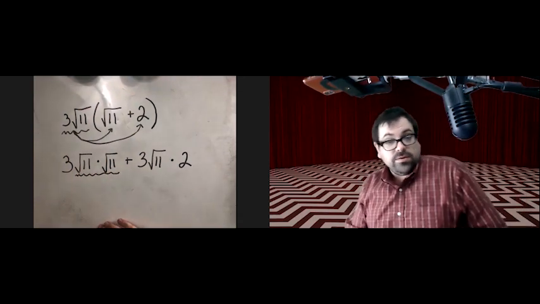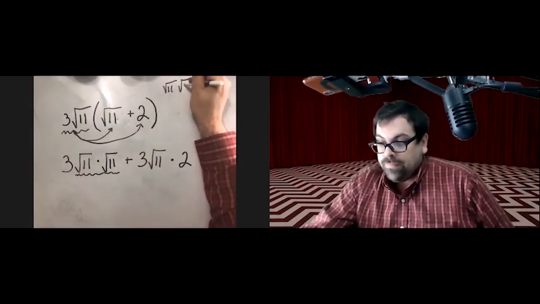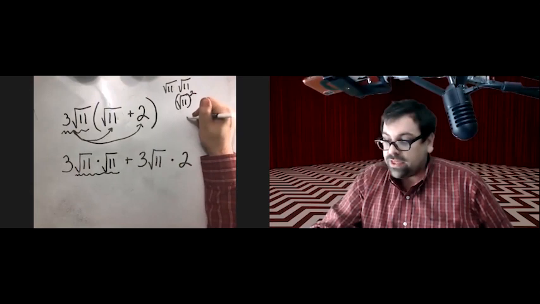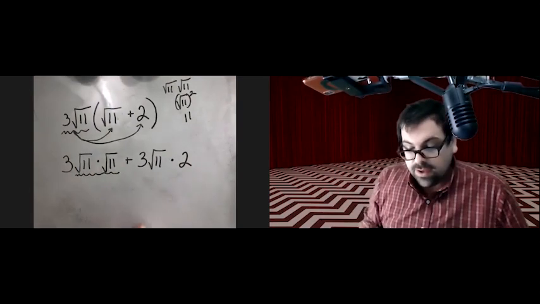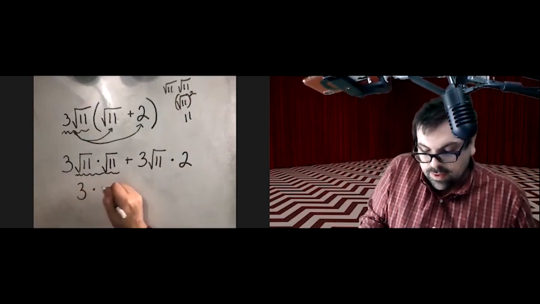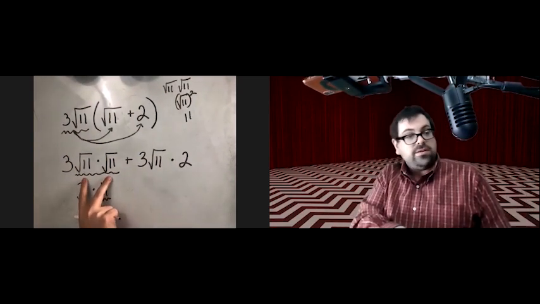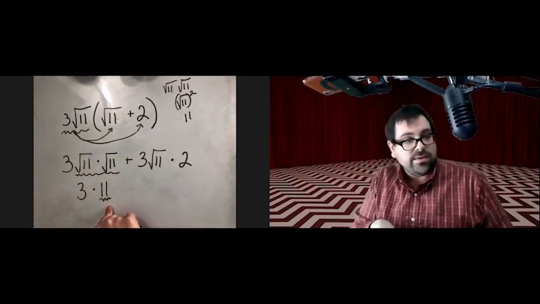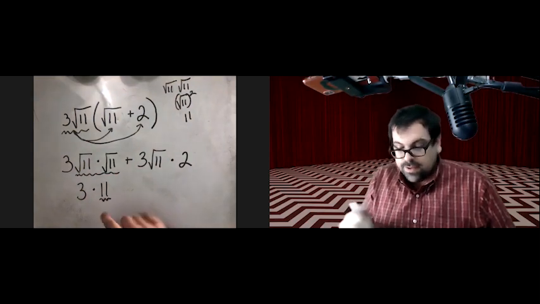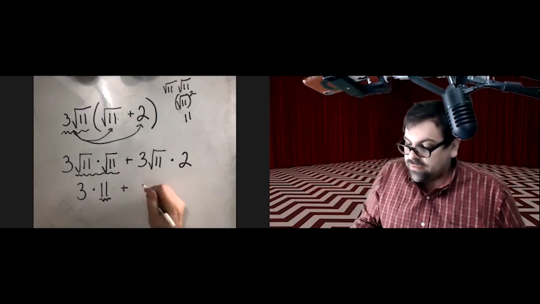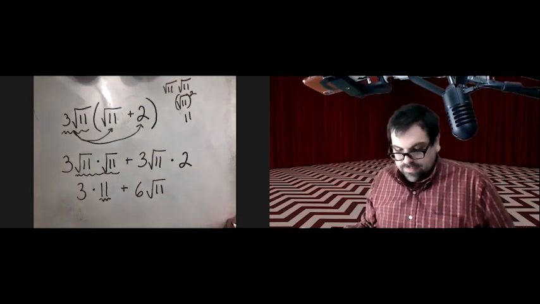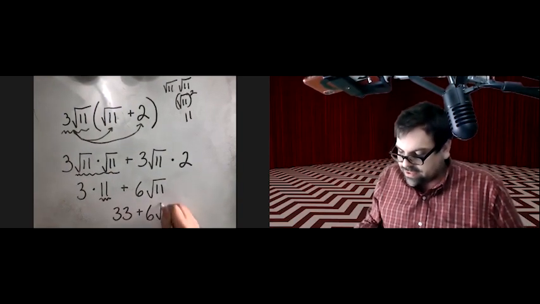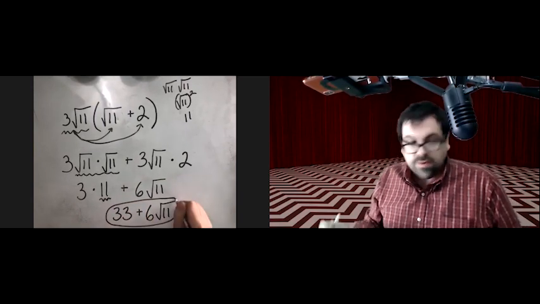Radical 11 times radical 11 is the same as radical 11 squared. So the square and the square root cancel each other out and just leave us with 11. So radical 11 times radical 11, a radical times itself just leaves us with what's underneath. Plus 3 radical 11 times 2 is 6 radical 11. 3 times 11 is 33. 33 plus 6 radical 11 is our answer.